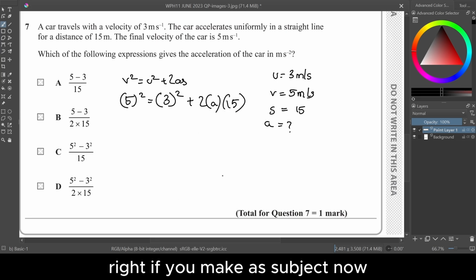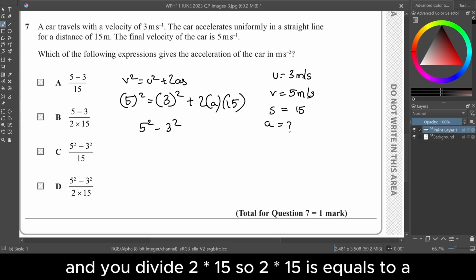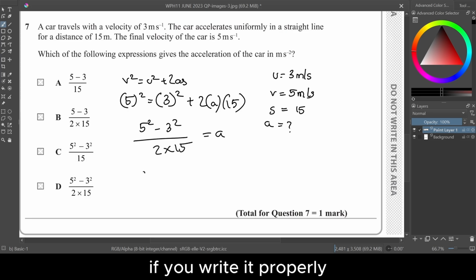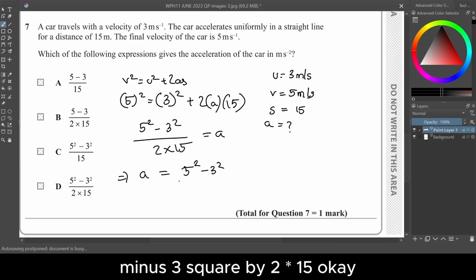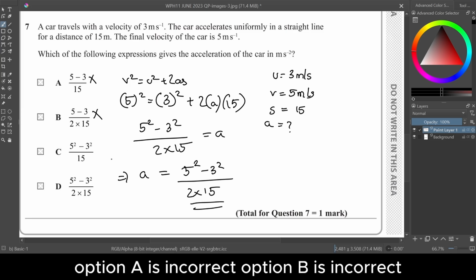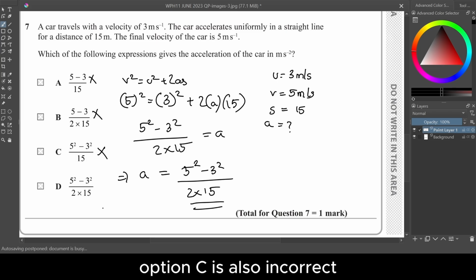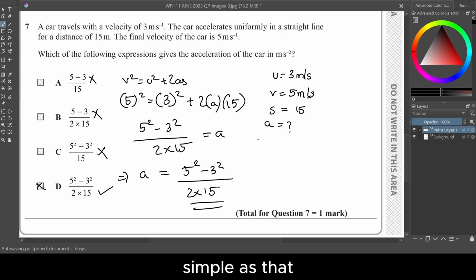If you make a the subject now, it will be 5 square minus 3 square, divided by 2 times 15, so 2 times 15, is equal to a. If you write it properly, it will be a is equal to 5 square minus 3 square over 2 times 15, okay? So let's check the options. Option A is incorrect, option B is incorrect, option C is also incorrect, and option D is correct. So option D is your final answer. Simple as that.